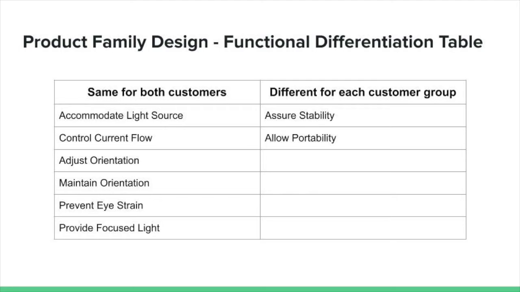As Alex mentioned, we have two variants catering to two customer groups. As made clear in the table, the main differentiation between these two variants is the way in which they assure stability and allow portability. The rest of their functions remain the same, and the specific common functions can be seen on the left side of the table.